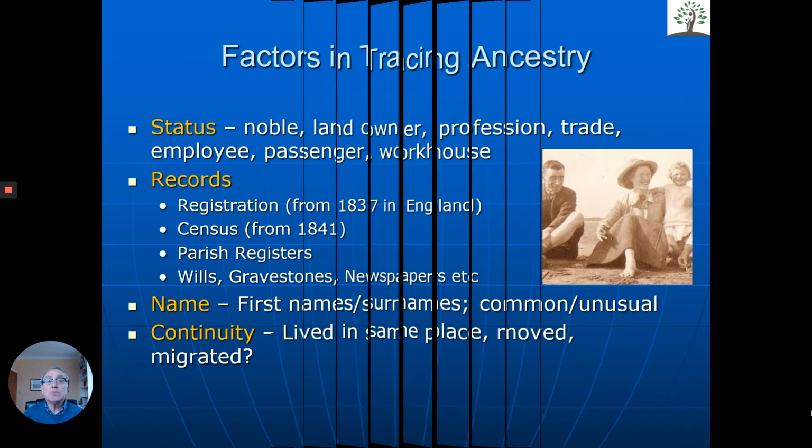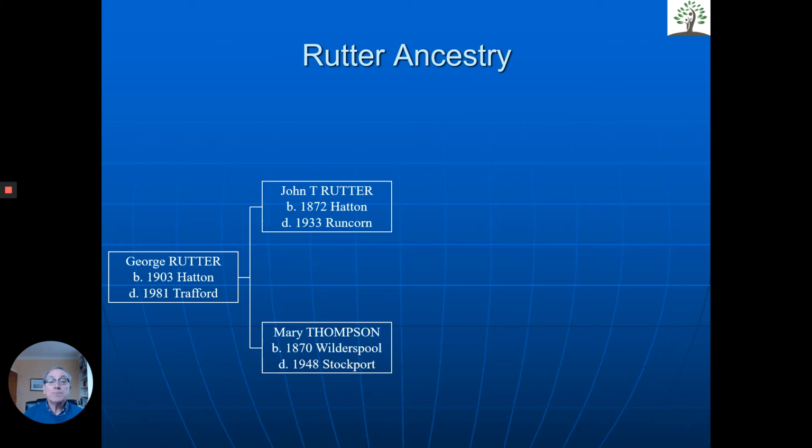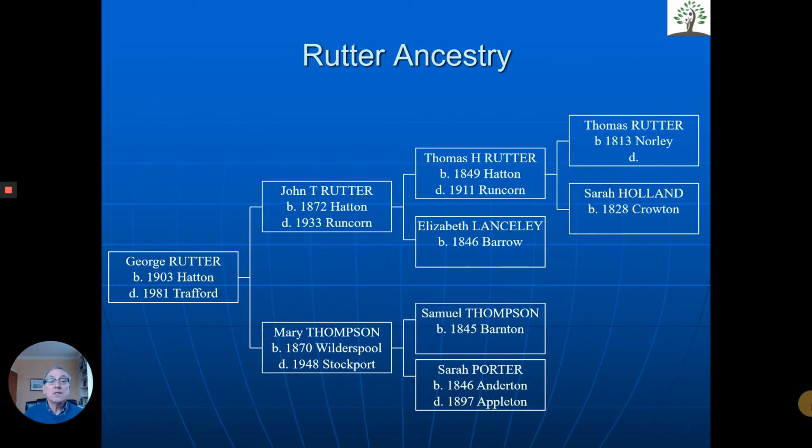So let's look at some examples. So here we have family Rutter. George Rutter was born in 1903 in Hatton, which was in Cheshire. His parents also came from Cheshire. In fact, we'll find the Rutters stayed in Cheshire for a number of generations. In the 1800s, that wasn't all that common because as the Industrial Revolution took hold, many people moved to towns and cities.